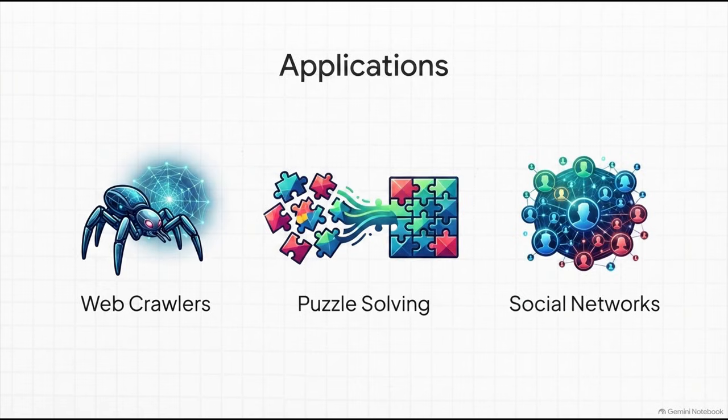It's even used in puzzle solving, like those algorithms that solve a Rubik's Cube in the absolute minimum number of moves. And of course, like we mentioned at the very start, social networks use it to pinpoint users within a certain number of connections. They're all powered by that exact same methodical, level-by-level strategy.